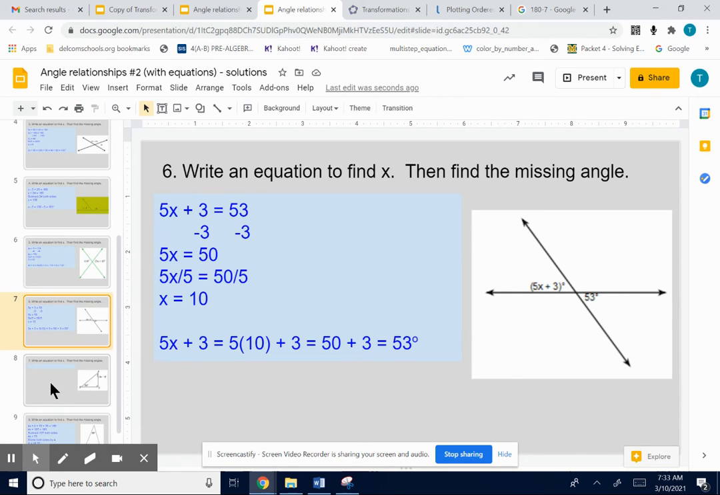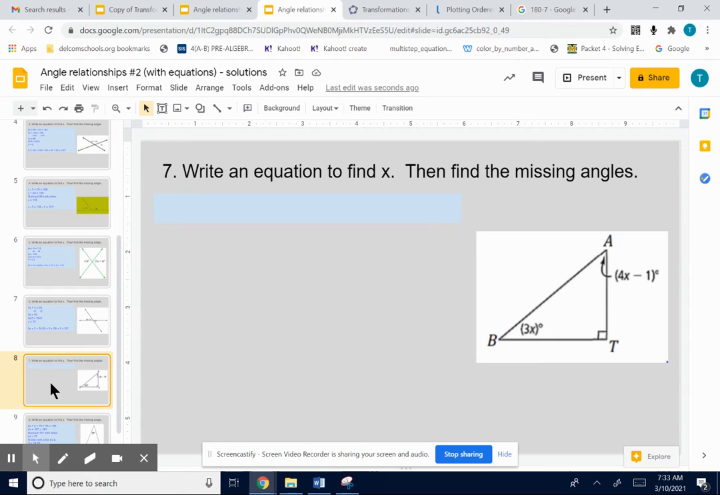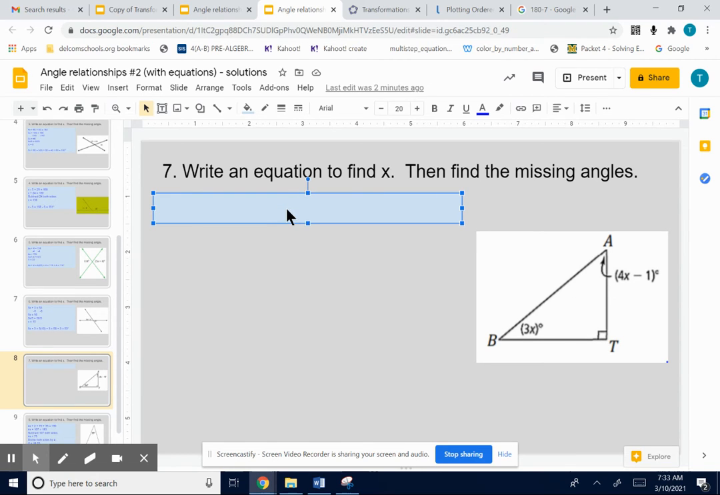Okay, let's do one more together. Triangles. If you have angles in a triangle, think about what you know about triangles. Angles in a triangle add up to 180. So I'm going to take all three of these angle expressions and add them together and set it equal to 180.